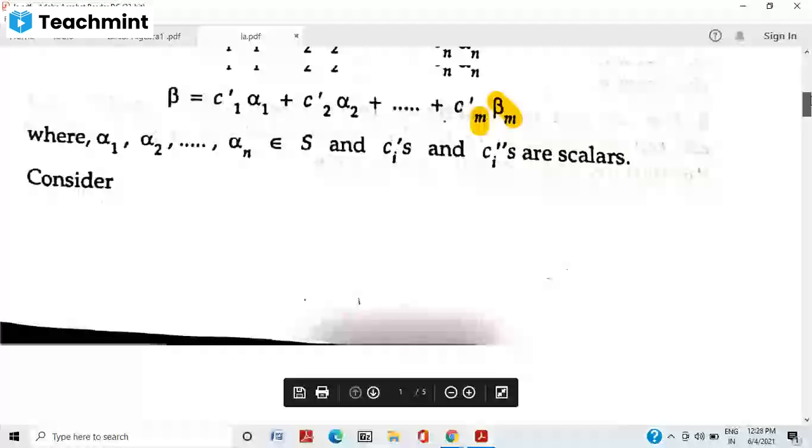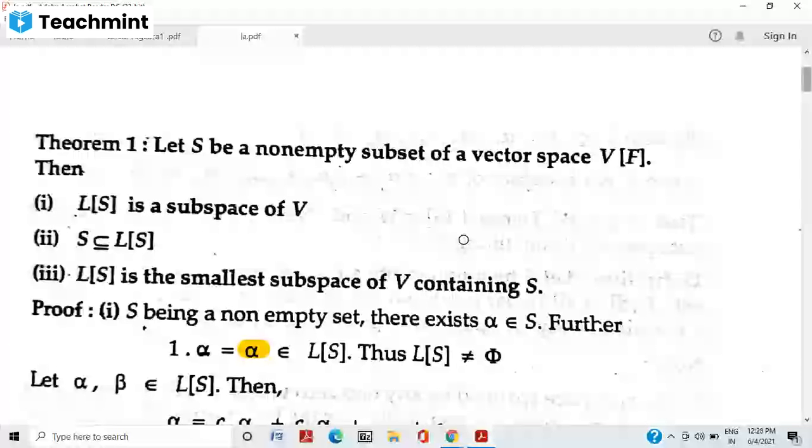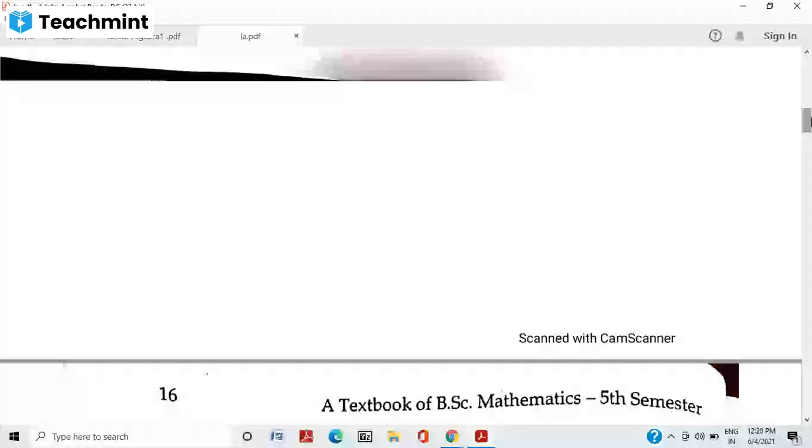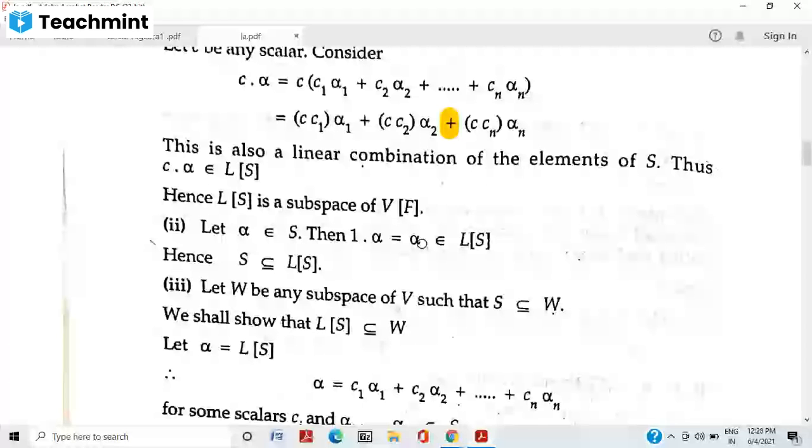Now we will move on to the next condition. What is the next condition? Only two more conditions, then I will wind up. S is contained in L of S. Take alpha belongs to S. But alpha, what can we write alpha as? 1 into alpha. Then it has become a linear combination, then it is in L of S. Alpha belongs to S implies alpha belongs to L of S. Then we can say S is contained in L of S.